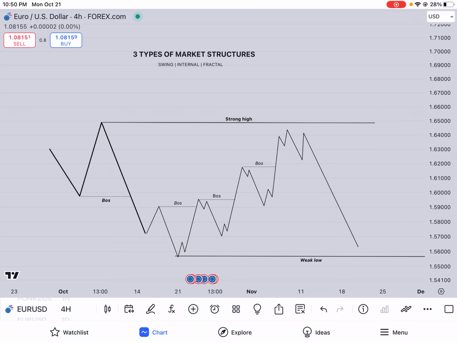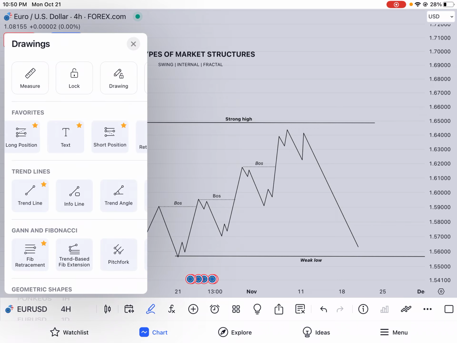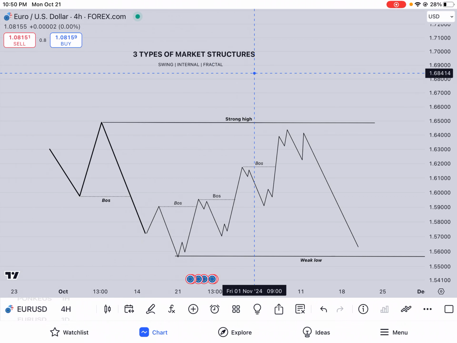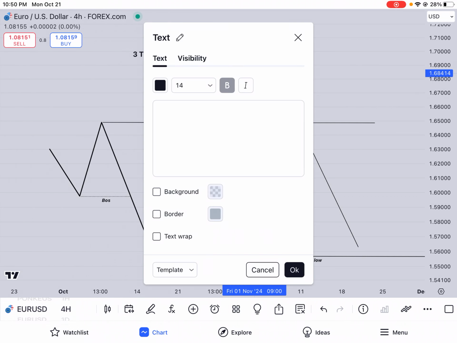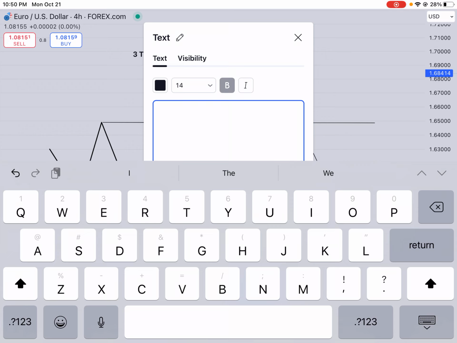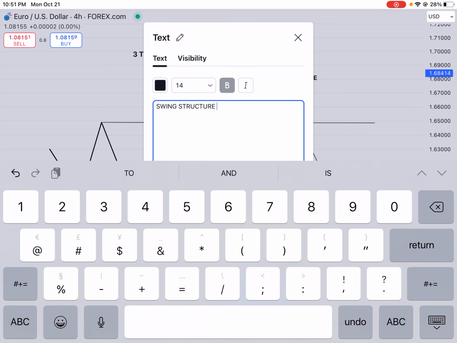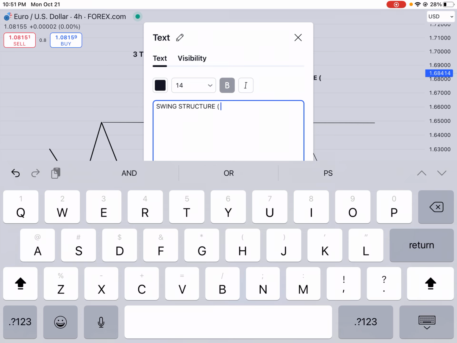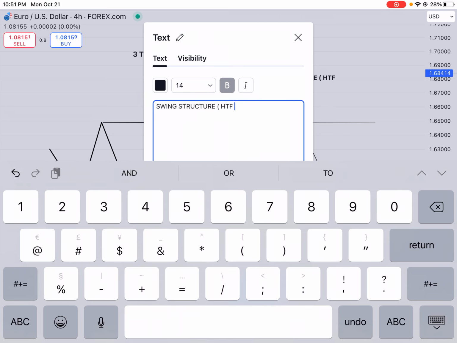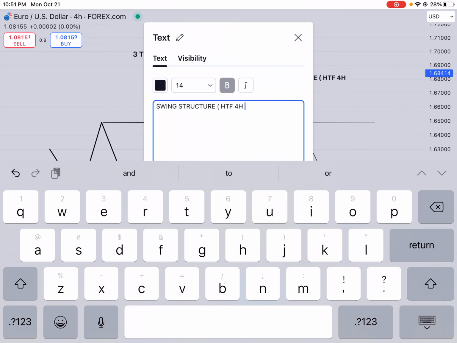But then we always use 3 time frames for our analysis. Let me write them down. We must always use 3 time frames for our analysis. So let me say in the swing structure, we use the higher time frame, like let me say, the 4 hours upwards.